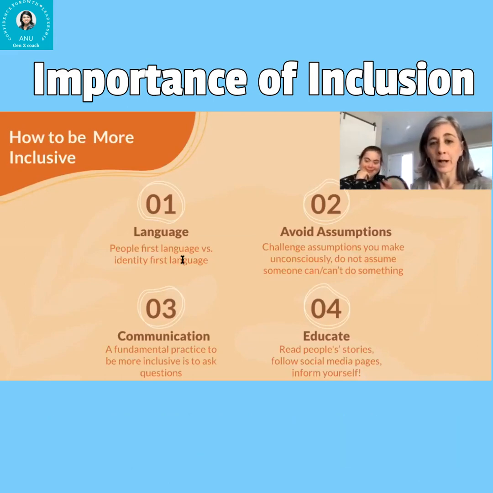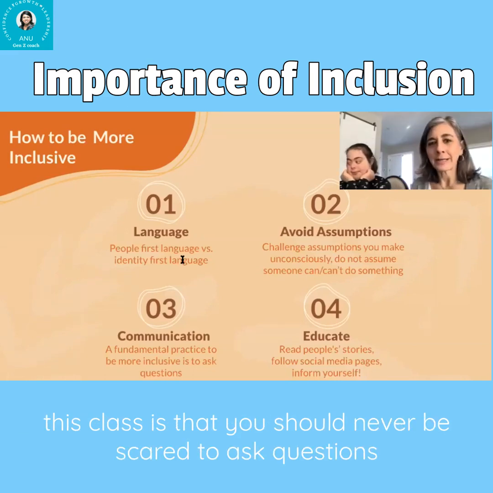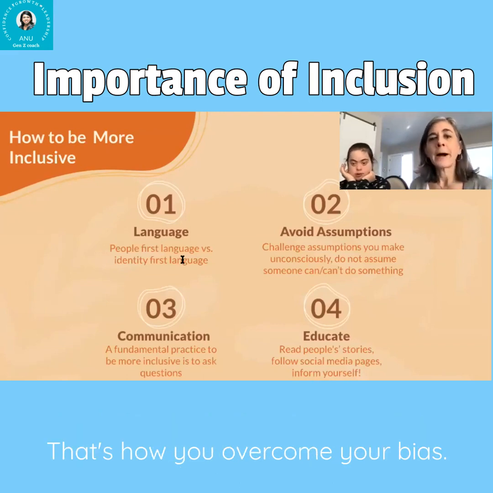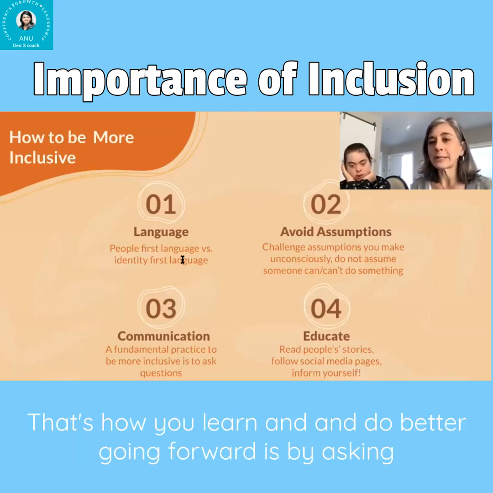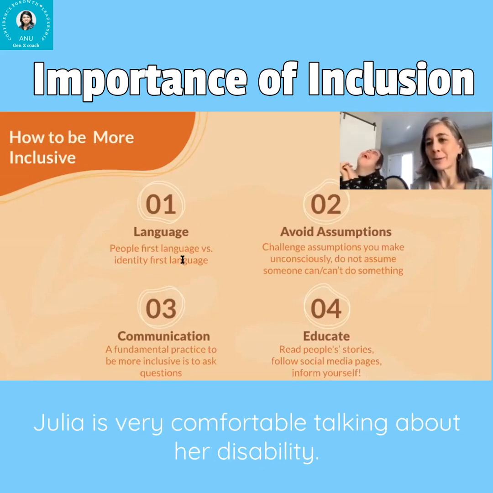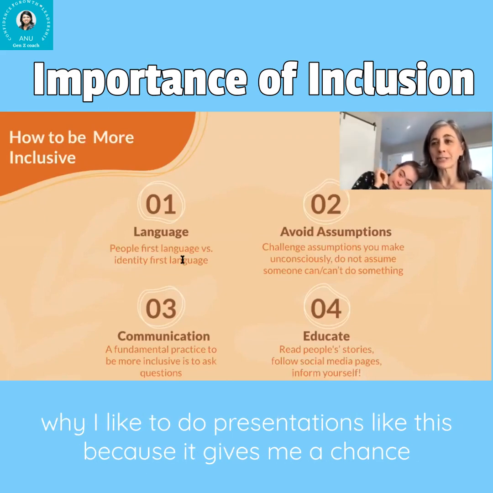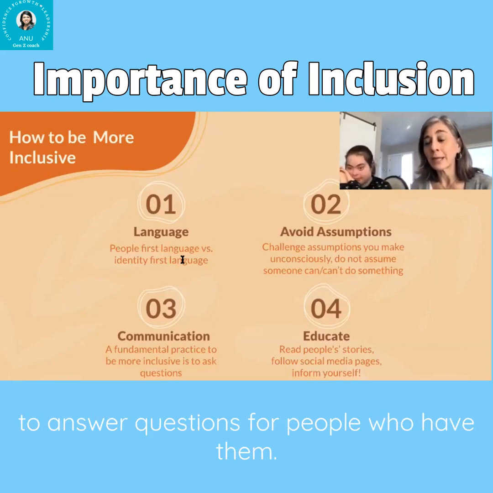The third thing, and why it's so great that you guys are all in this class, is that you should never be scared to ask questions if you're unsure. That's how you overcome your bias. That's how you learn and do better going forward, is by asking questions. And we love to talk about these things. Julia is very comfortable talking about her disability. In fact, she's proud of the fact that she has Down syndrome. And that's why I like to do presentations like this, because it gives me a chance to answer questions for people who have them.